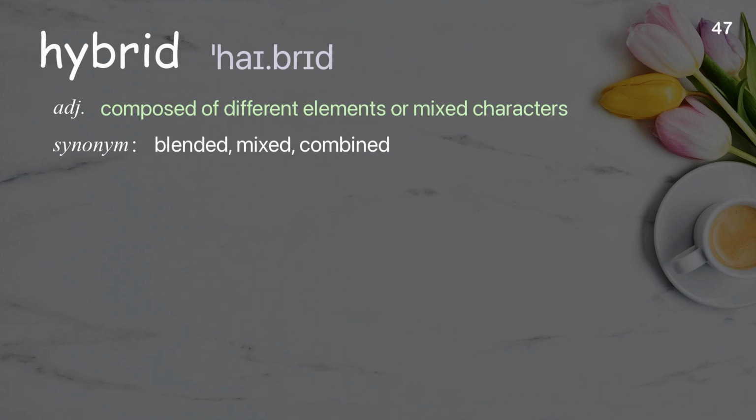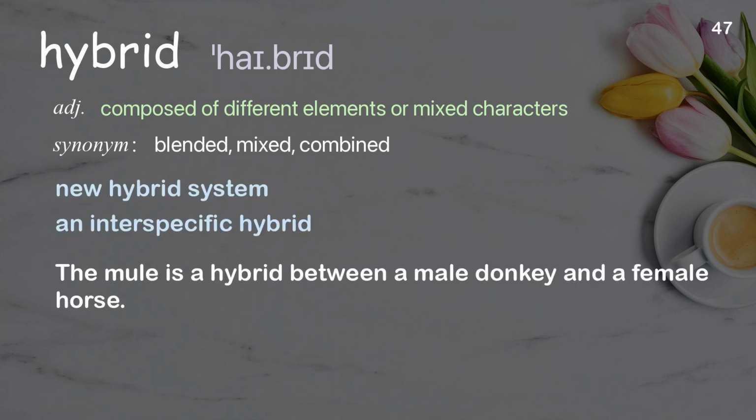Hybrid. Composed of different elements or mixed characters. Examples. New hybrid system. An interspecific hybrid. The mule is a hybrid between a male donkey and a female horse.